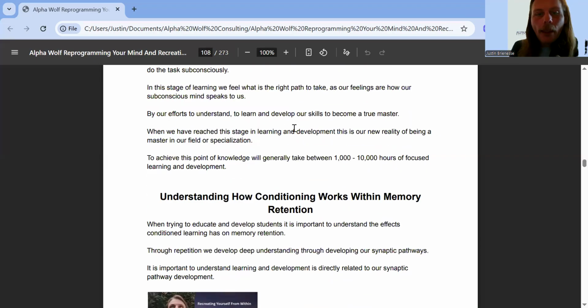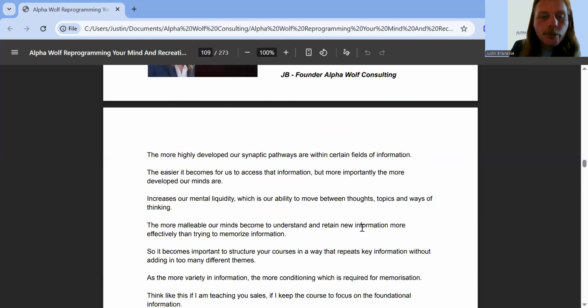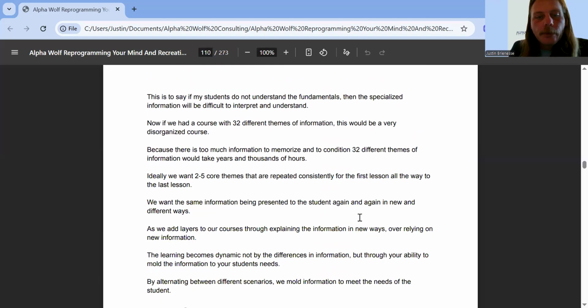All right. So what we next go over is understanding how conditioning works within memory retention, and understanding what we're trying to do when we're learning and developing, how we retain information, and how to move through it and learn and develop at a higher rate. Does this sort of make sense?